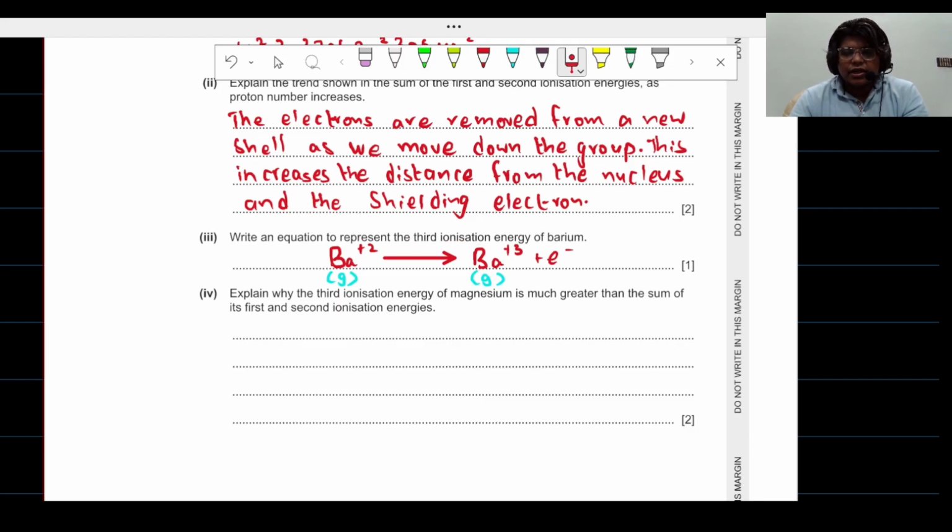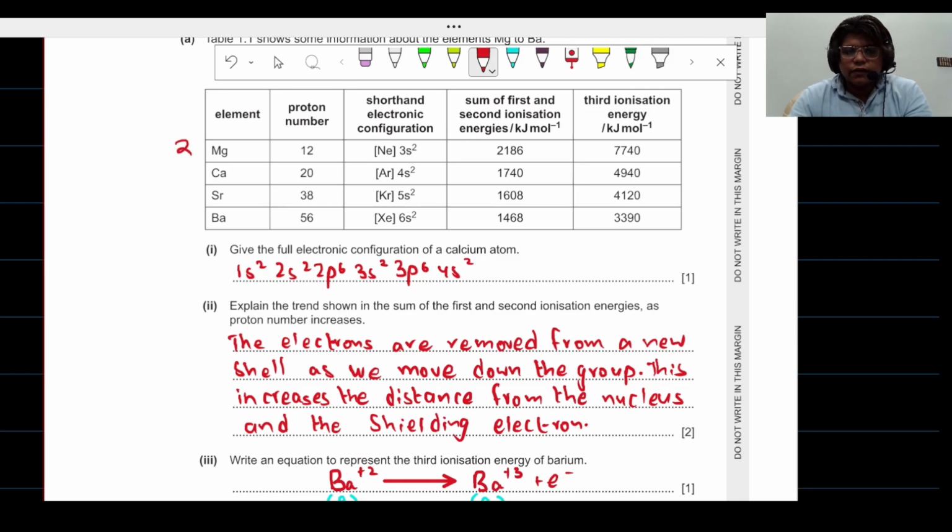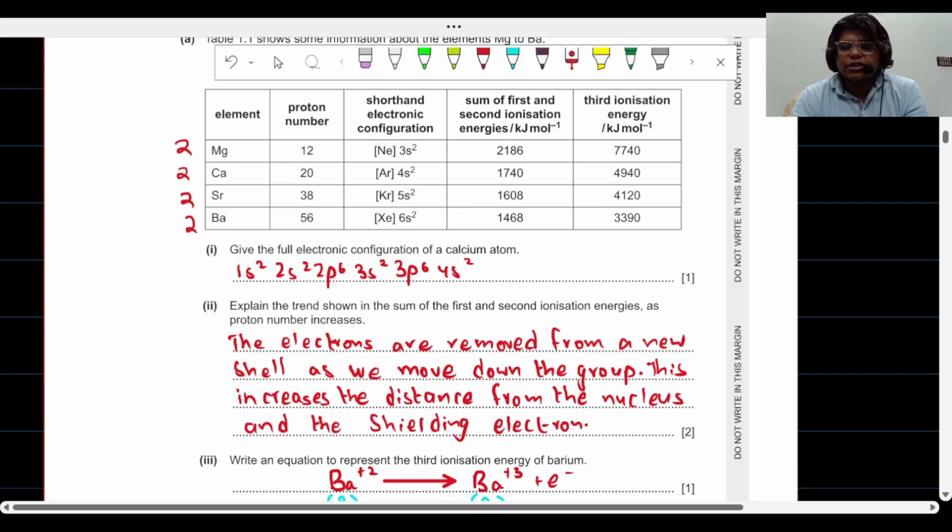Then it says explain why the third ionization energy of magnesium is much higher than the sum of its first and second ionization energies. The reason for this is that magnesium has two valence electrons. All of these belong to group 2, so they all have two valence electrons. When the first two electrons are removed, that is the first and second ionization energies, there are no electrons left in the valence shell, so now the electrons will be removed from an inner shell. Due to that, the distance from the nucleus decreases and shielding decreases, because the electron is now removed from an inside shell.